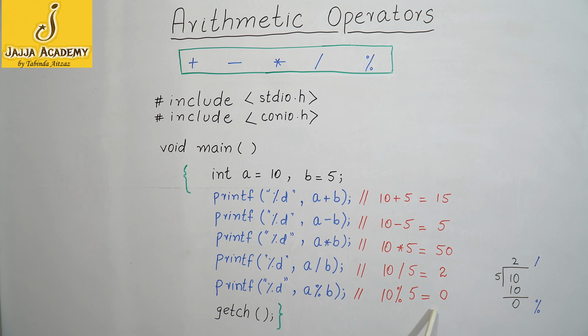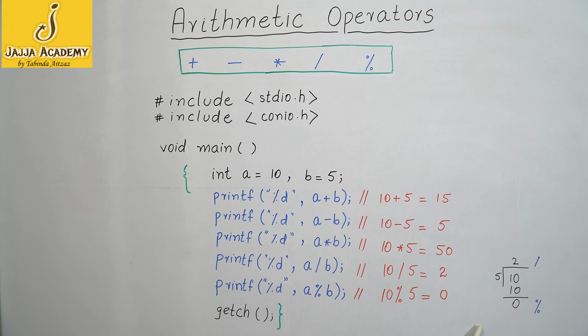In order to differentiate between division operator and modulus operator, I have provided an example here. 10 is divided by 5, so 5 2's are 10 and remainder is 0. This value, the remainder value, will be the output evaluated by remainder operator, and this value 2 would be the value evaluated by division operator.